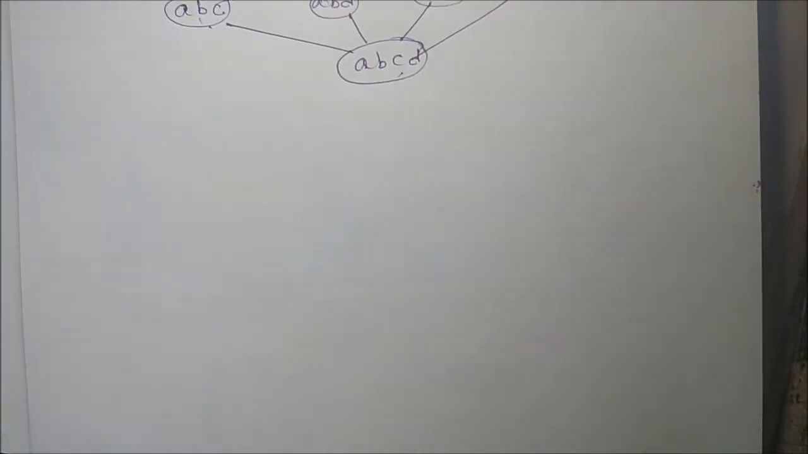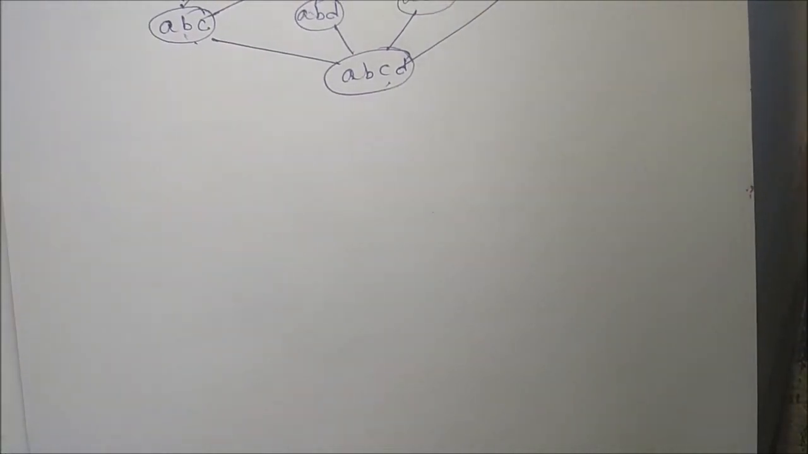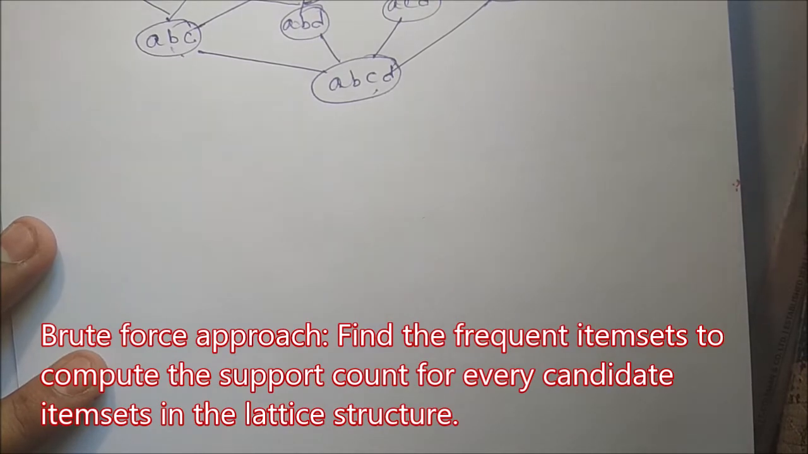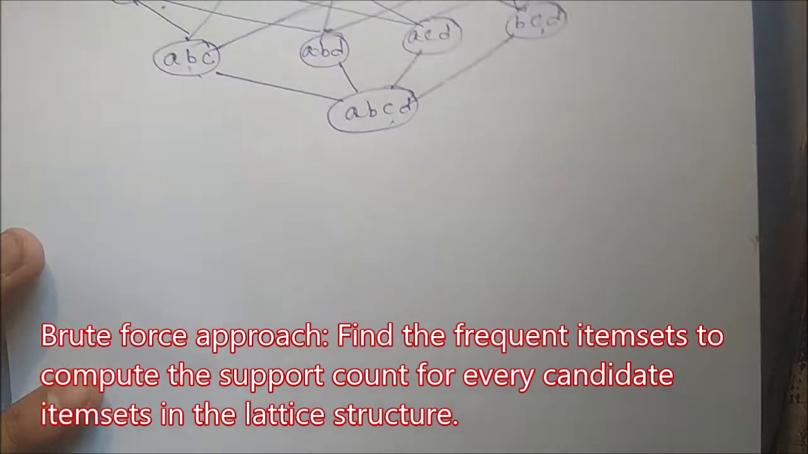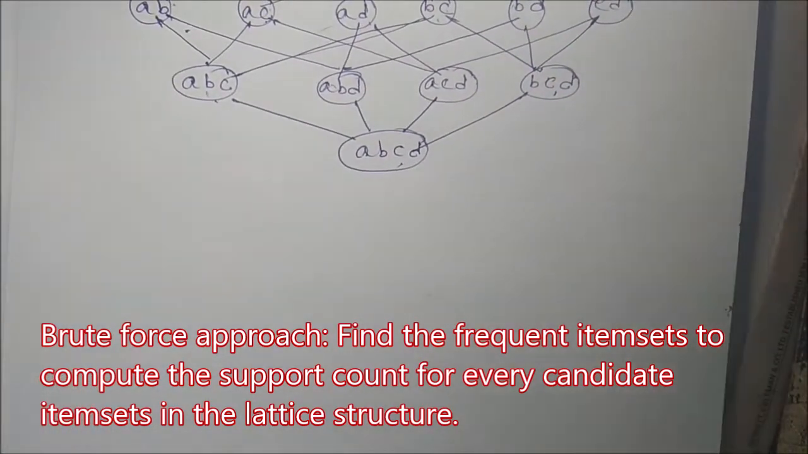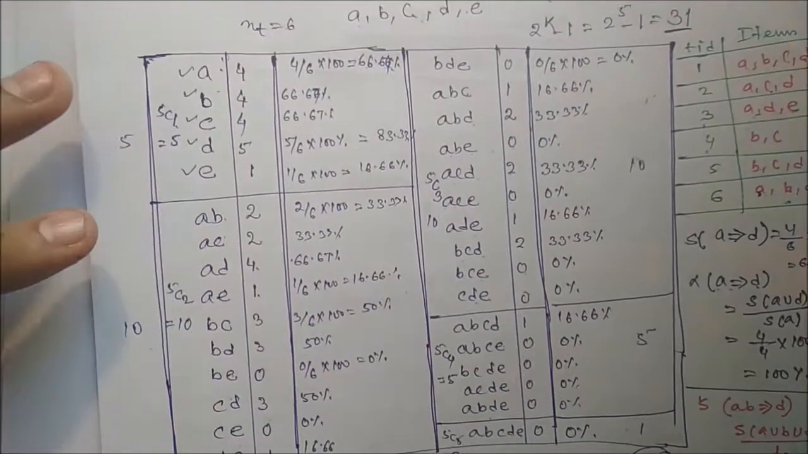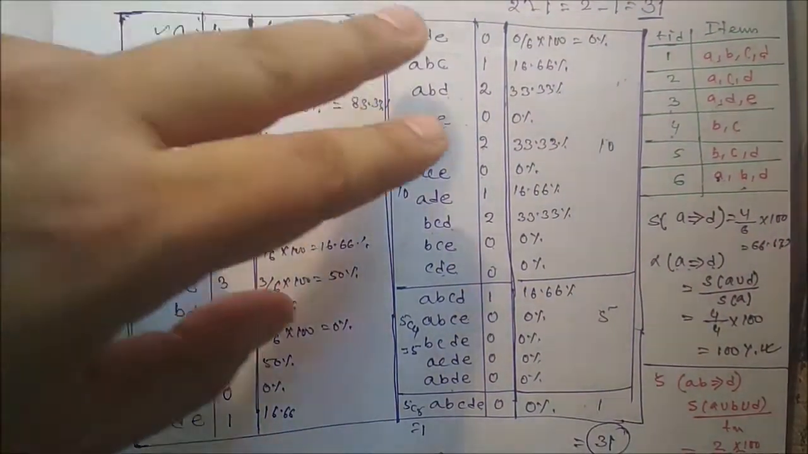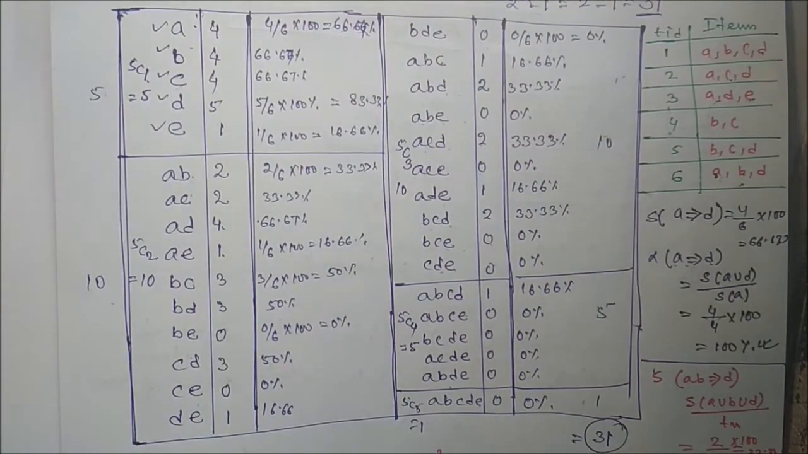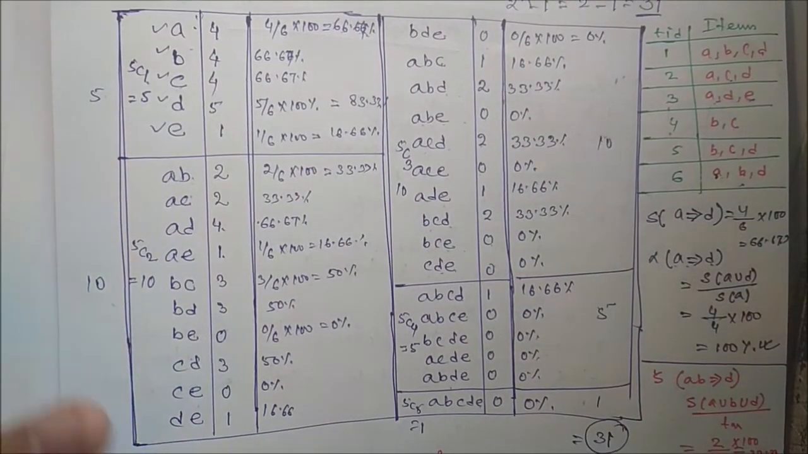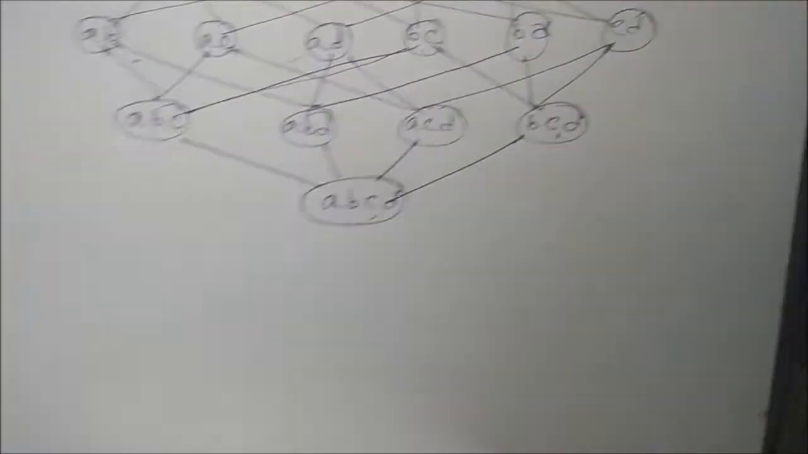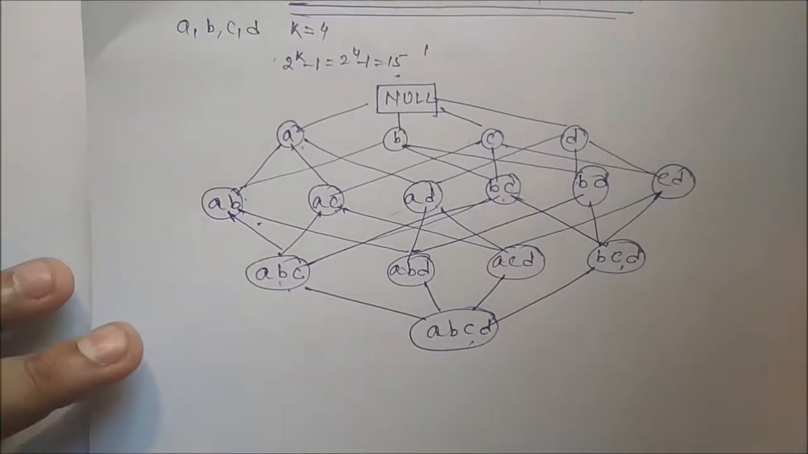Now, for frequent item set generation, we may apply the brute force approach. To find frequent item sets, we determine the support count for every candidate item set in the lattice structure. In the last video, we saw that we identified all the combinations and all the support counts, and after that we can get the rule candidate item sets. Now it is very time consuming. First of all you have to see the complexity of this particular method, the brute force method.